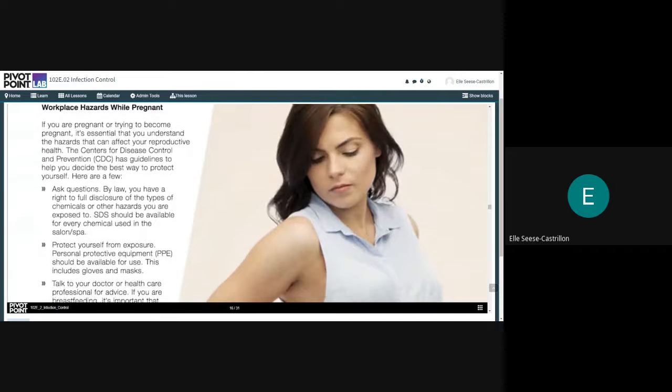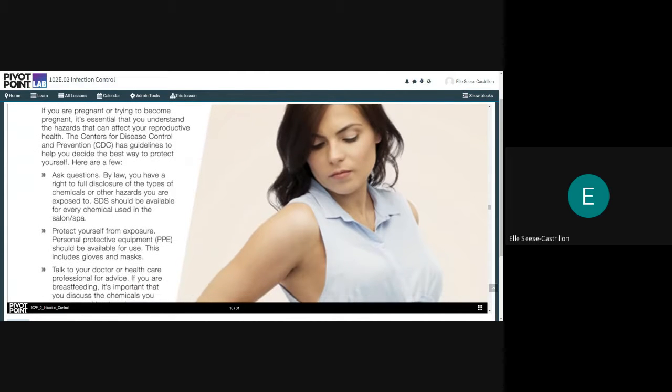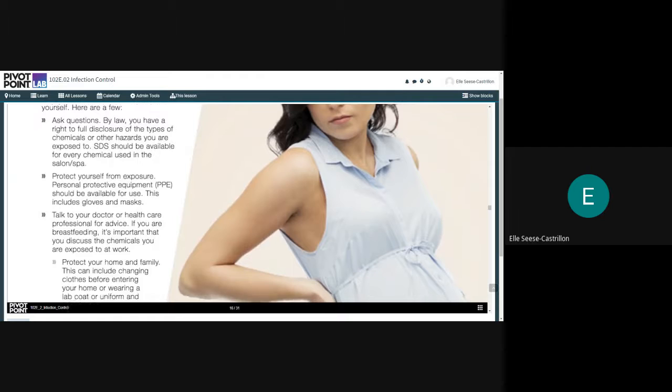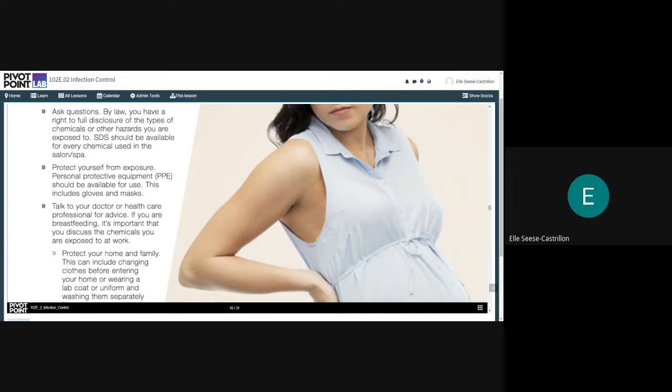Okay, so workplace hazards while pregnant. If you're pregnant or trying to become pregnant, it's essential that you understand the hazards that can affect reproductive health. The Centers for Disease Control and Prevention, or the CDC, does have guidelines to help you decide the best way to protect yourself. So here's a few. Ask questions. If you have questions, you do have the right by law for full disclosure of any types of chemicals or other hazards that you're exposed to.